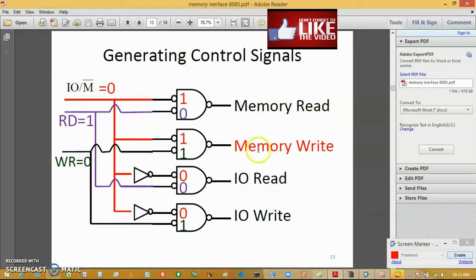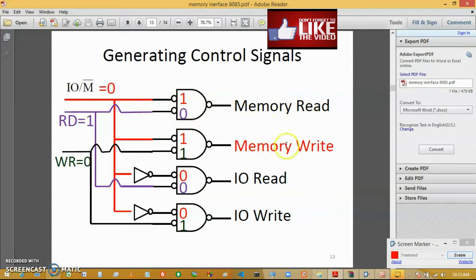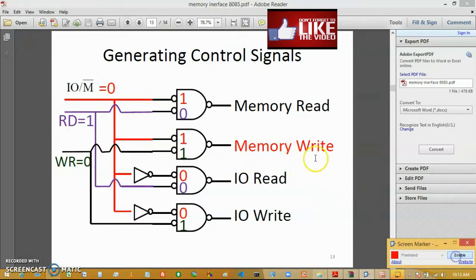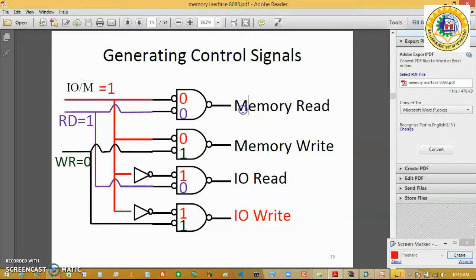This is memory write, this is memory read, 1 1 here. The memory write signal can be generated with the help of this memory signal becoming high. That means if IO/M is 0, M bar is 1, that means this is high, and read bar is 1, write bar is 1. So you can see that this is the memory write operation. This 0 is going to be converted to 1, so this is 1 and this is your 1. Like that, IO read and next your IO write.